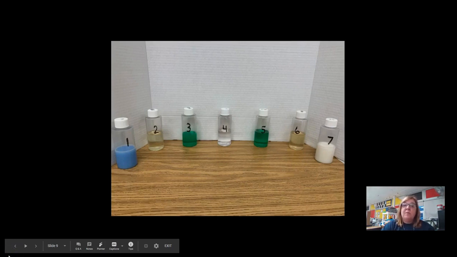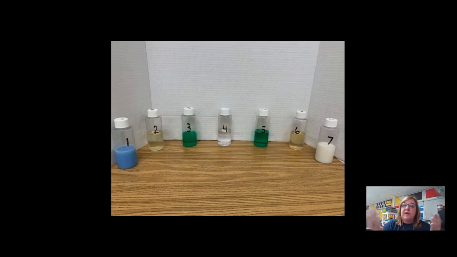Then, of course, I want you to pick 2 bottles that are different. Again, you're going to write the numbers in the bottles. So for instance, you can write bottle 1 and 2, you can write bottle 2 and 3, whatever bottles that you think look different. And again, you're going to take out your crayons and draw how they are different.